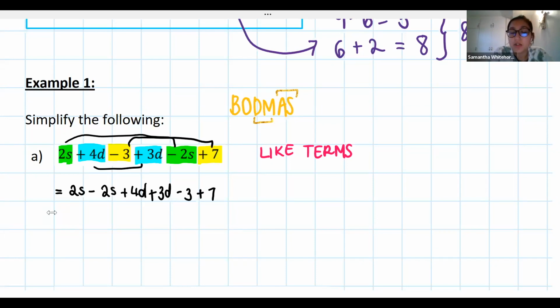now that we know exactly which terms we can add or subtract, we go and do exactly that. So 2S minus 2S. If you've got 2 apples and you take 2 apples away, you have no more apples left. So those actually just cancel each other out.